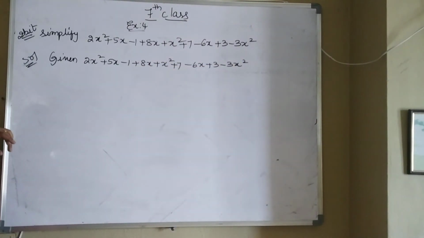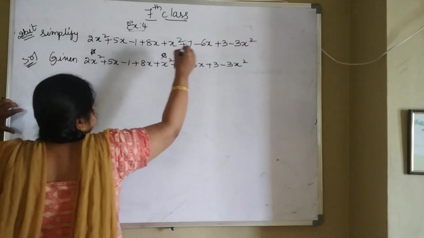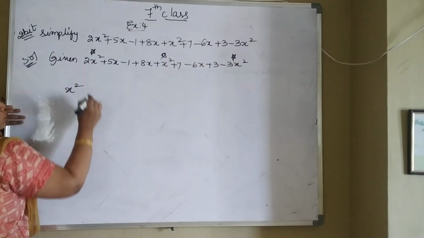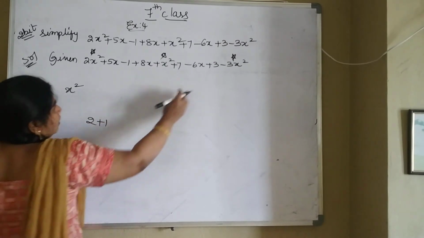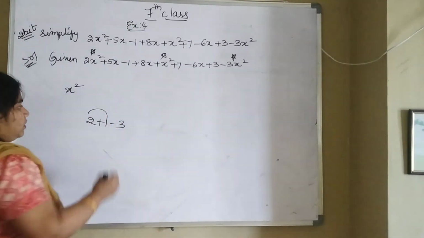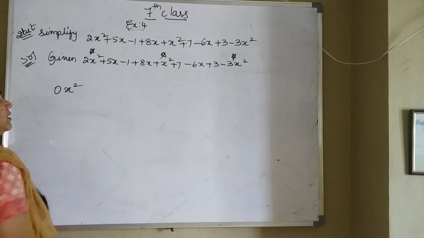Okay, what are the like terms? First see the x square terms. x square, x square, x square. So write x square as it is. What are the coefficients here? 2, here 1, here minus 3. 2 plus 1 is 3. 3 minus 3 will be 0. So you got 0x square.